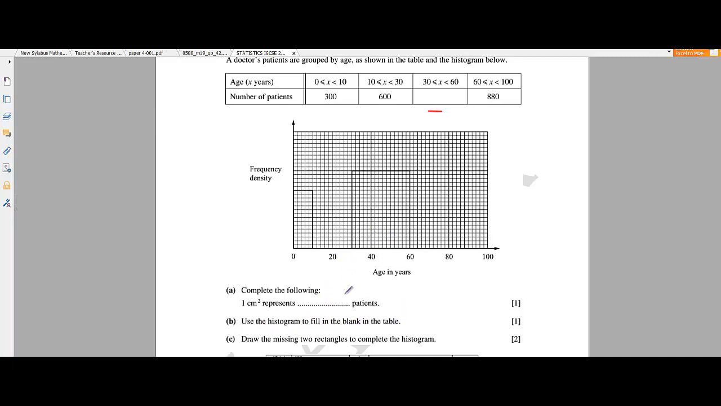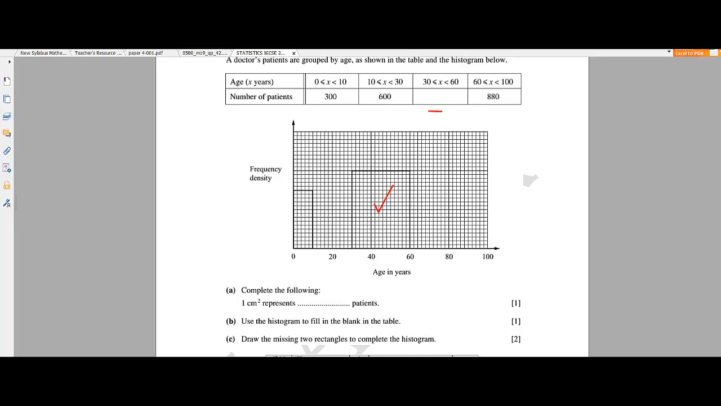Use the histogram to fill the blank in the table. But first, let's do this first. So to find the frequency, we have to find the area. So it is 30 to 60, where this bar is from 30 to 60. So to find the frequency, find the area. 30 to 60, so the width is 30.